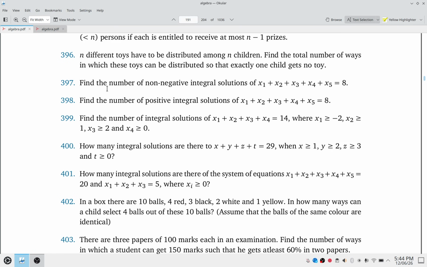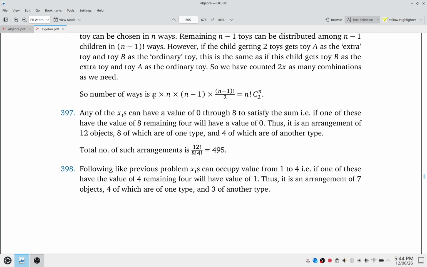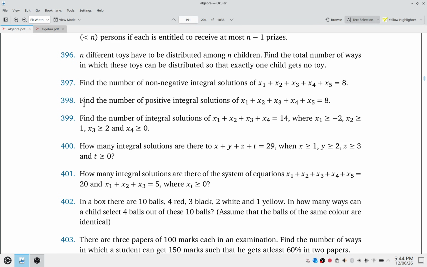Question 397 says that find the number of non-negative integral solutions of x1 plus x2 through x5 is equal to 8. So we have to find non-negative integral solutions. So xi's can have value from 0 to 8. So one of these can have a value of 8 while remaining can have value of 0. Thus it is an arrangement of 12 objects, 8 of which are of one type and 4 of which are of another type. So total number of such arrangements is 12 factorial by 8 factorial multiplied by 4 factorial, that is 495.